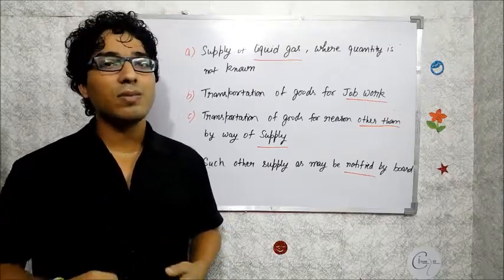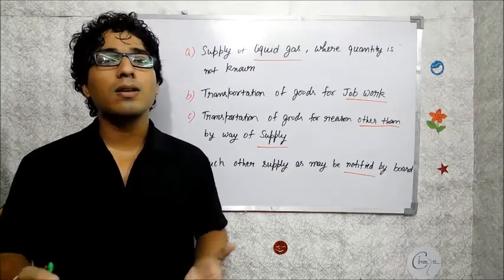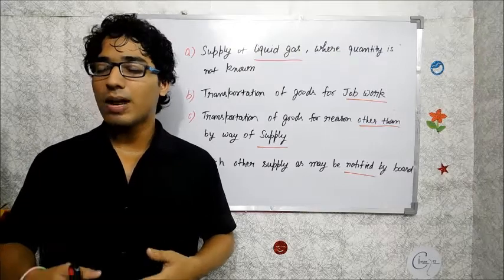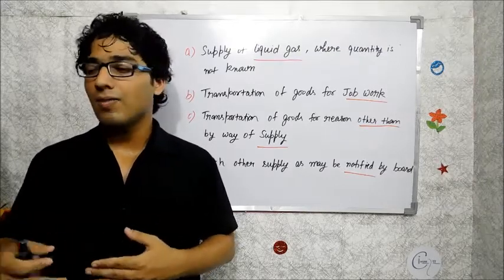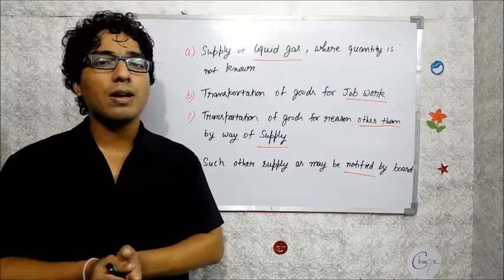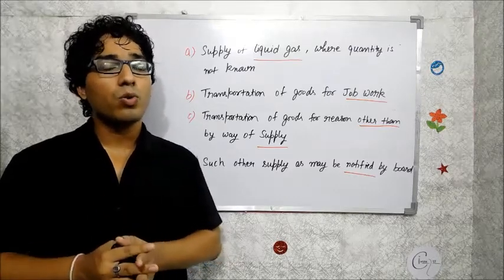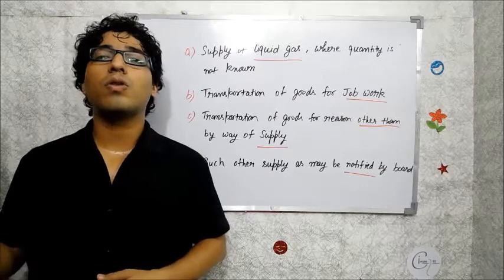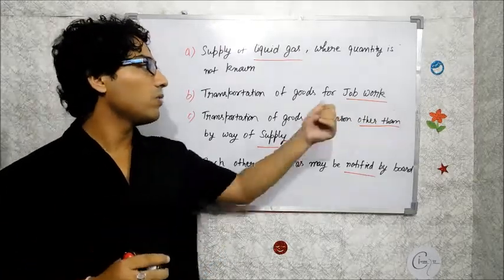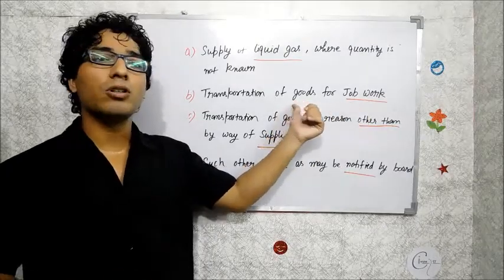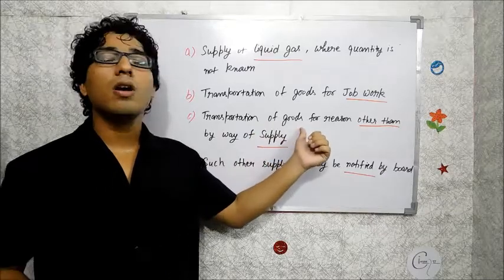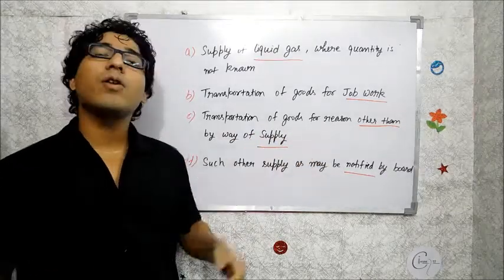In those cases, you should have some kind of document so that it can be proved that you are delivering the goods to some person. Therefore, in case of job work, when the principal supplier moves the goods to the place of business of the job worker, the principal supplier needs to issue the delivery challan for transportation of goods for job work. Next situation, transportation of goods for reason other than by way of supply.